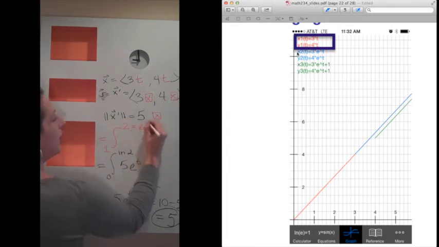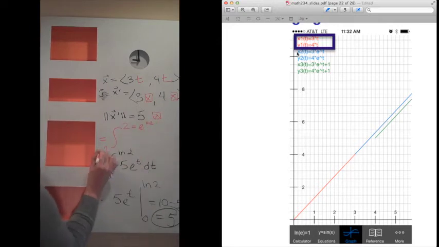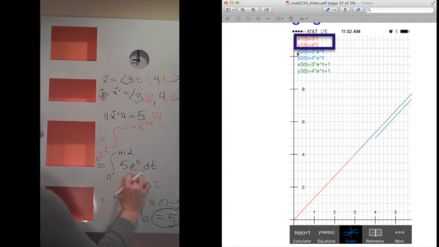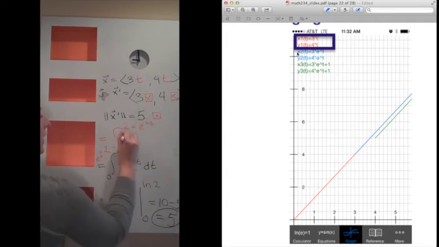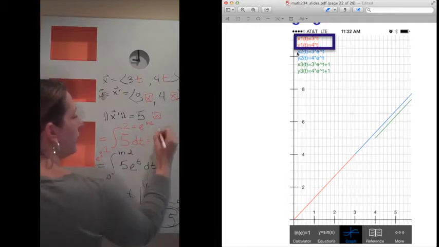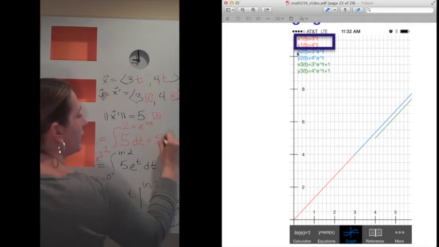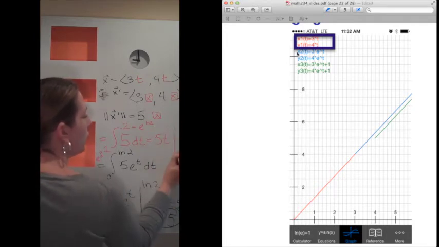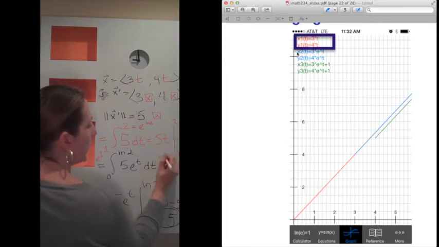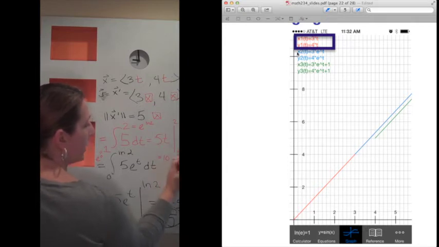So this is e to the ln2, and this here is e to the 0. In other words, those are the endpoints that I have for this integral. Okay, and in this case, instead of integrating this function 5e to the t dt, we're just integrating a constant function. All right, and we know that we can evaluate this as the function 5t with the endpoints 1 and 2. And I plug in 2 and I get 10, and I plug in 1 and I get 5.